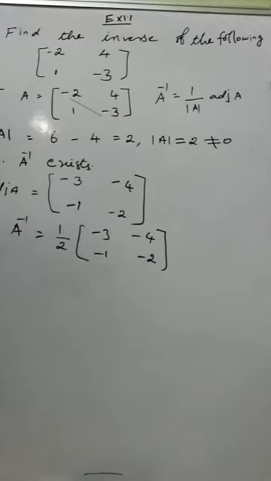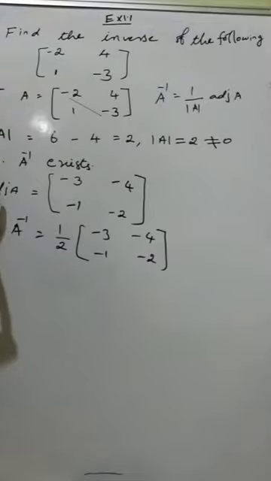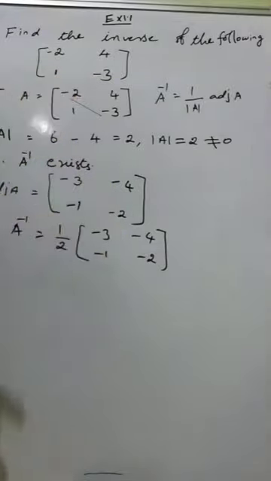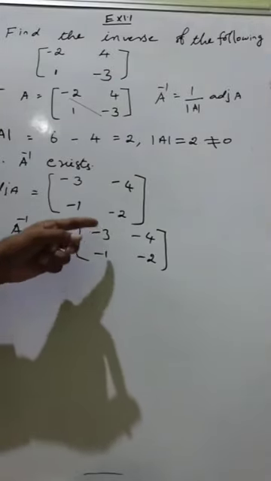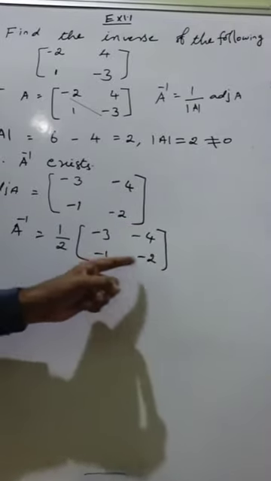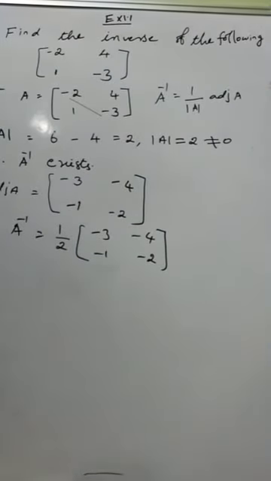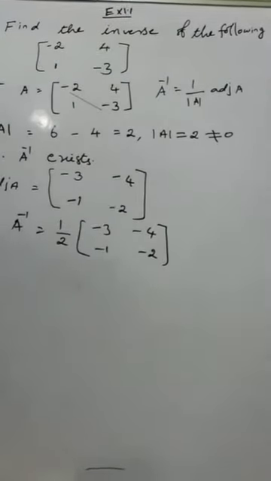So A is given, give the name A. Formula: A inverse equal to 1 by determinant of A into adj A. Find the determinant of A, the value is 2, not equal to 0, so A inverse exists. For adjoint A, interchange the first diagonal and change the sign of the second diagonal. So A inverse equal to 1 by 2 into first row -3, 4, second row -1, -2. It is the way we have to find A inverse.